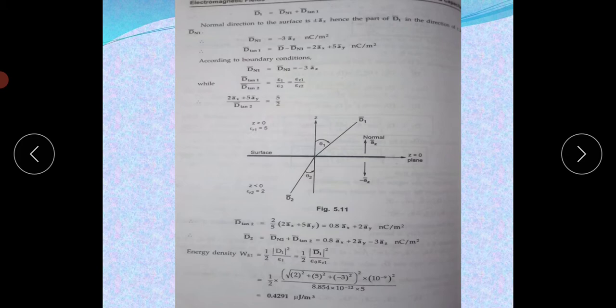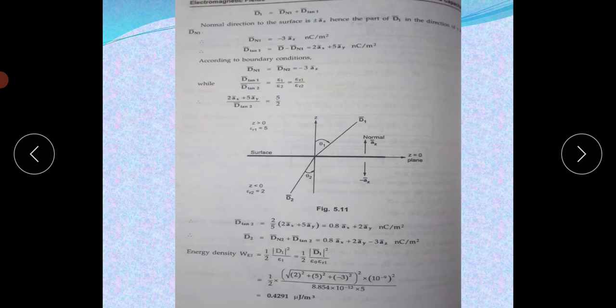It equals epsilon r1 by epsilon r2. Given epsilon r1 equals 5 and epsilon r2 equals 2, now we can find d tan 2. So d tan 2 equals 2 by 5 into (2 ax bar plus 5 ay bar), or it equals 0.8 ax bar plus 2 ay bar nanocoulombs per meter square.